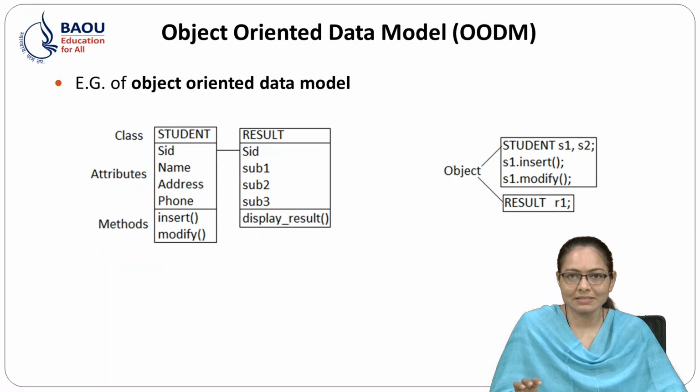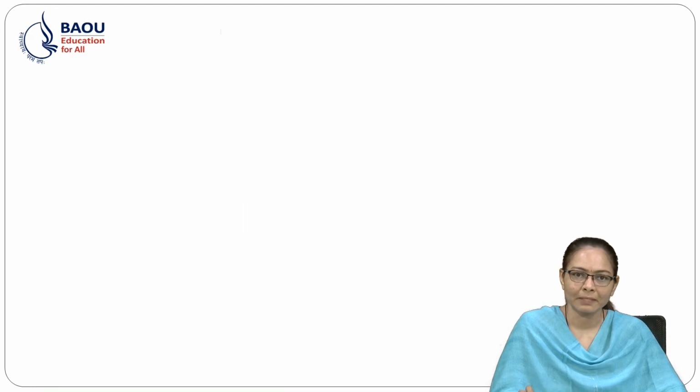Here two classes are connected with the SID attribute, which is common in both the class Student as well as Result. The Student class can create multiple objects also, like S1, S2, S3, which are called objects. Thus, in an object-oriented data model, all the entities, attributes, methods or behaviors are represented in the same diagram, referred to as a UML diagram or a class diagram.